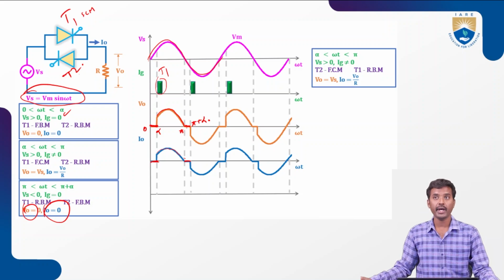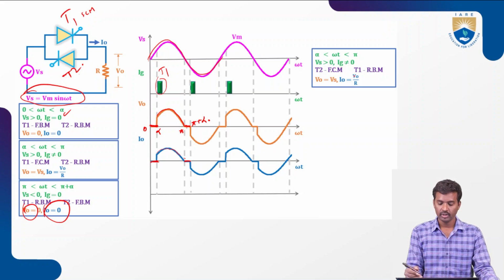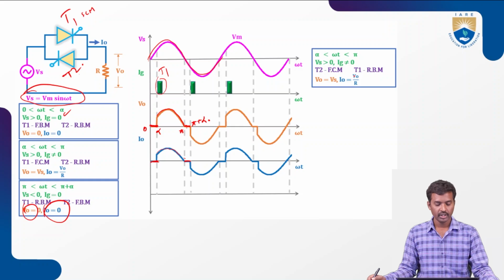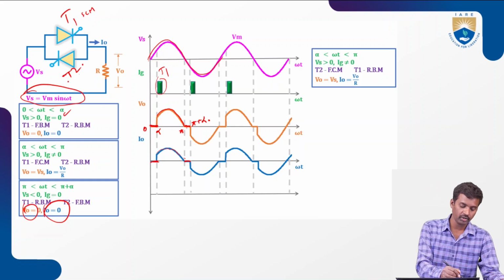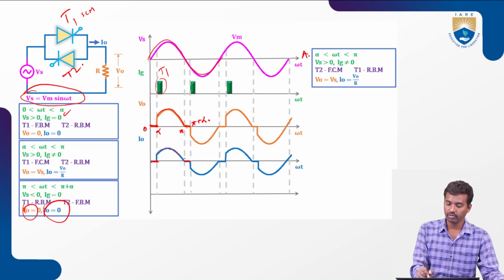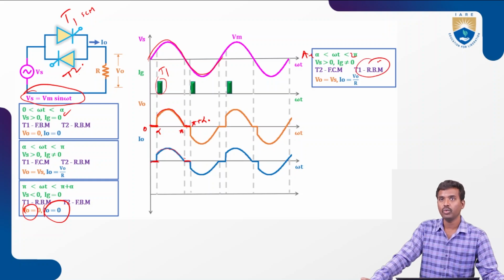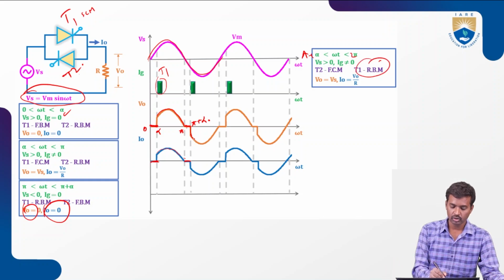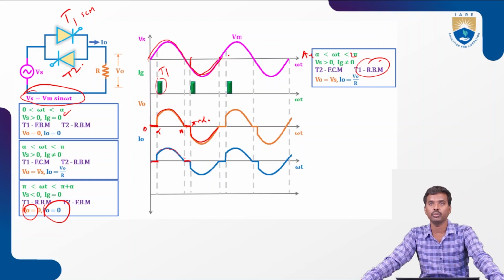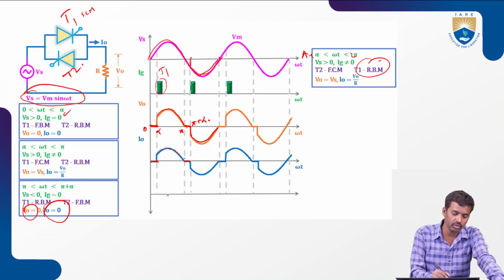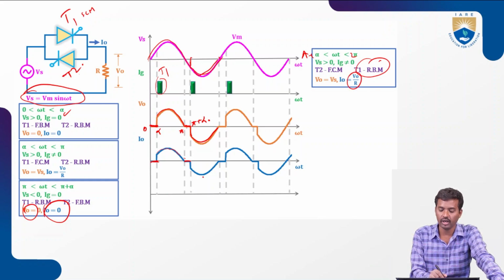And next, at pi plus alpha, T2 thyristor will conduct, so T2 is in forward conducting mode. From pi plus alpha to 2 pi, T1 is in reverse blocking mode. The output voltage follows the input voltage, and the output current equals V0 by R. This is the output current.